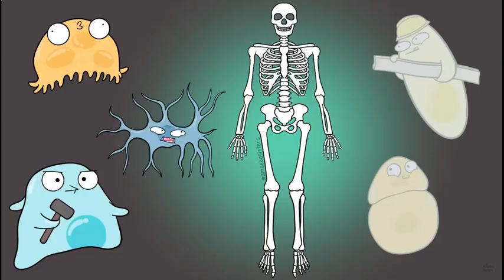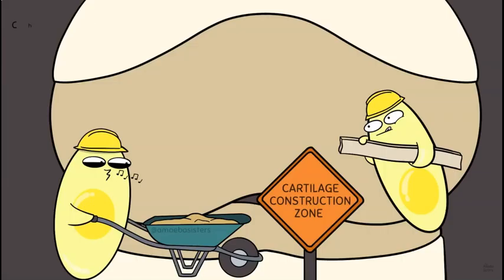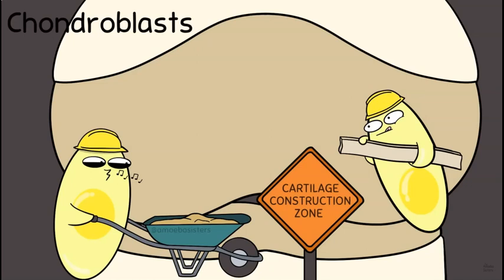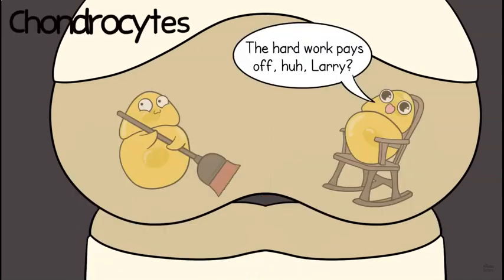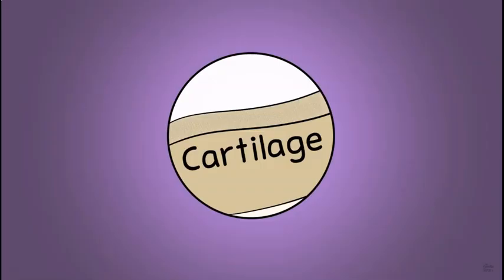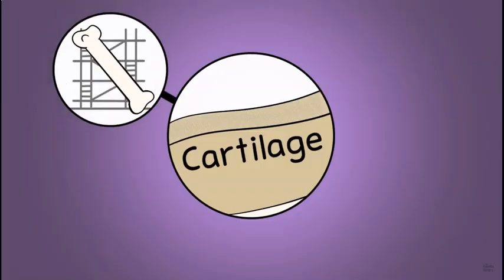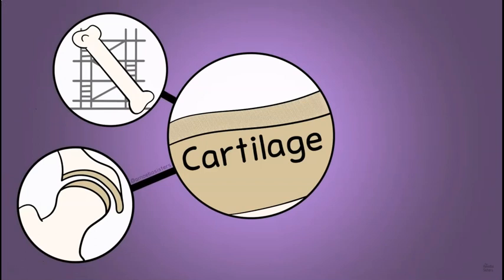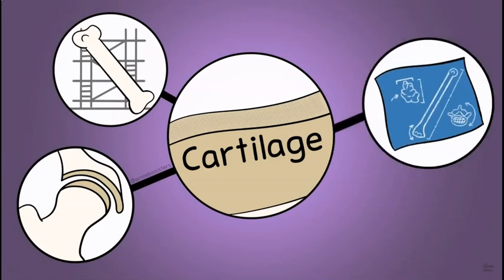Bone cells work alongside other cells. For example, chondroblasts. Chondroblasts make the connective tissue cartilage. Chondroblasts can mature into chondrocytes, which maintain this cartilage. They make up the cartilage. Cartilage supports bone. It's important in joints where bones are connected. It's also a template for bone placement.